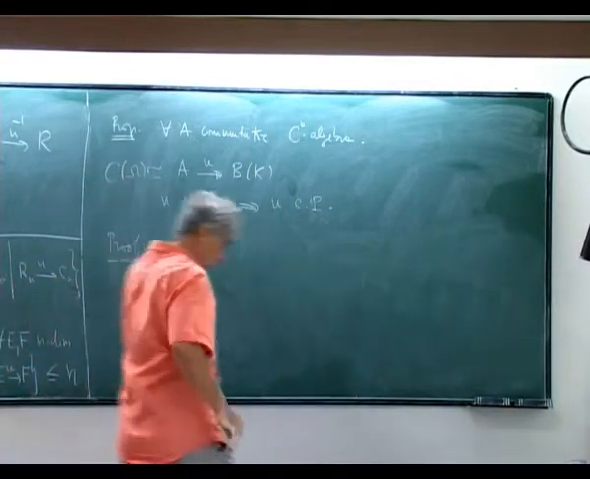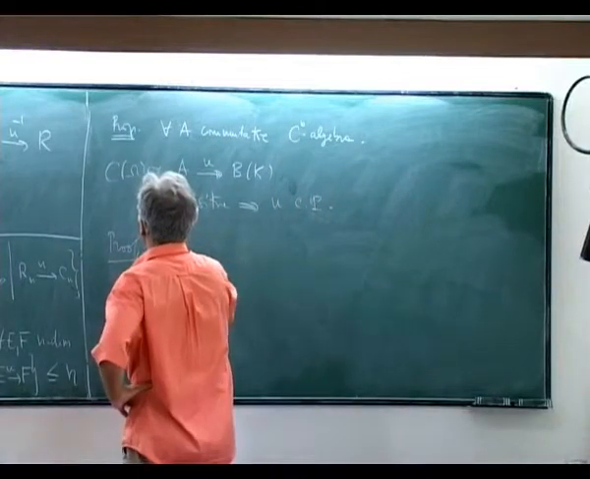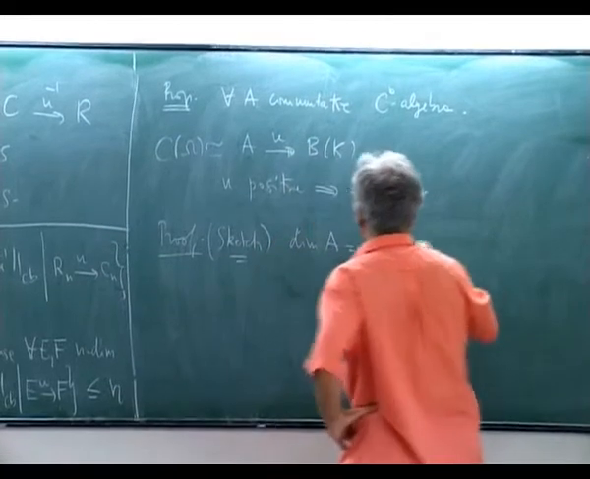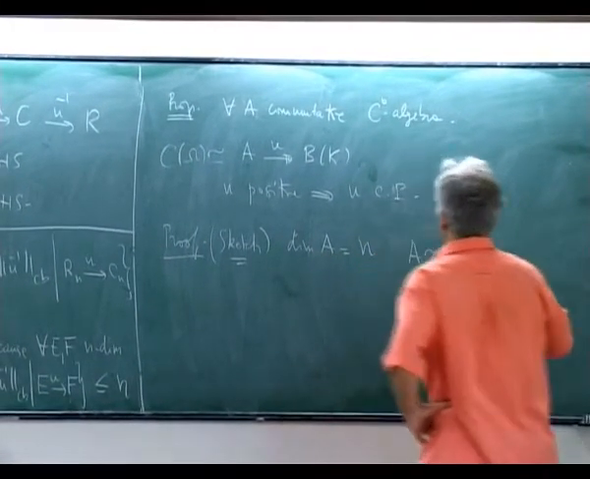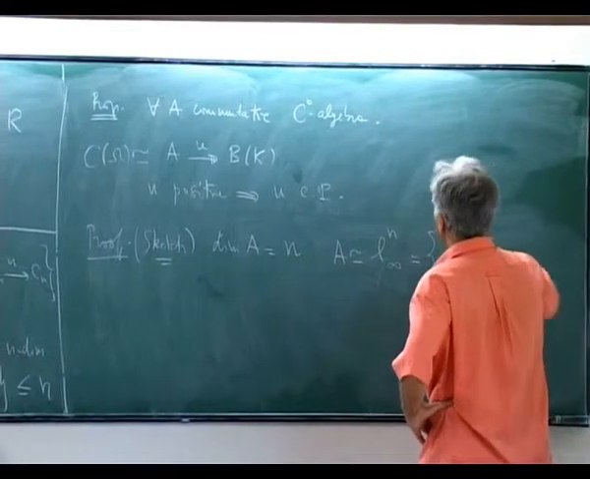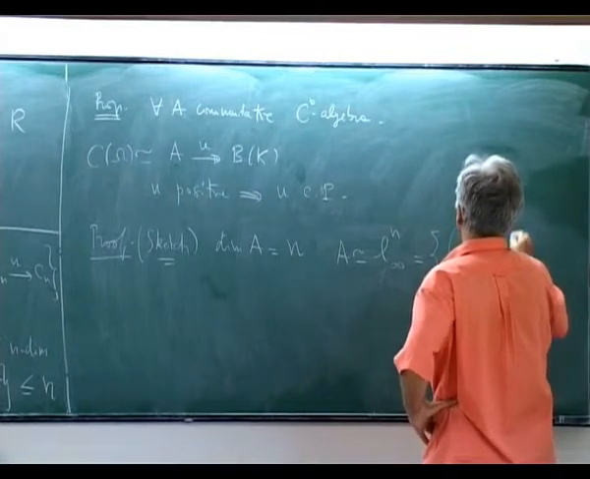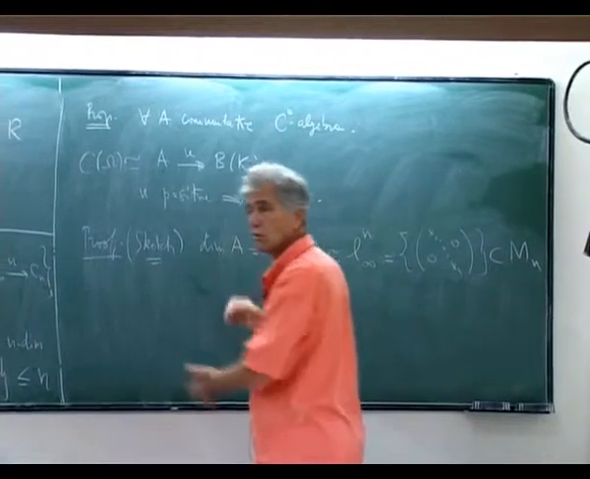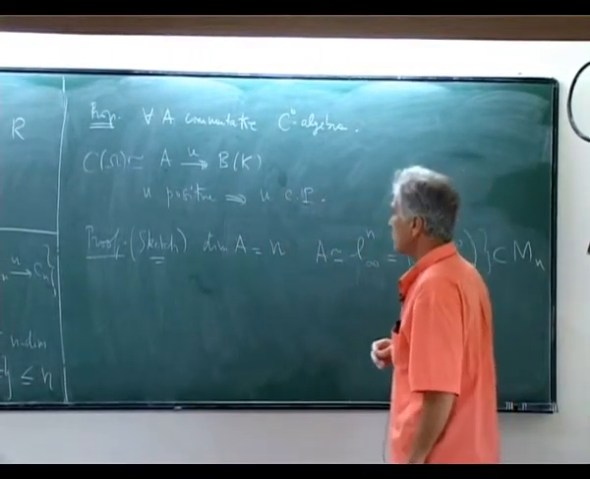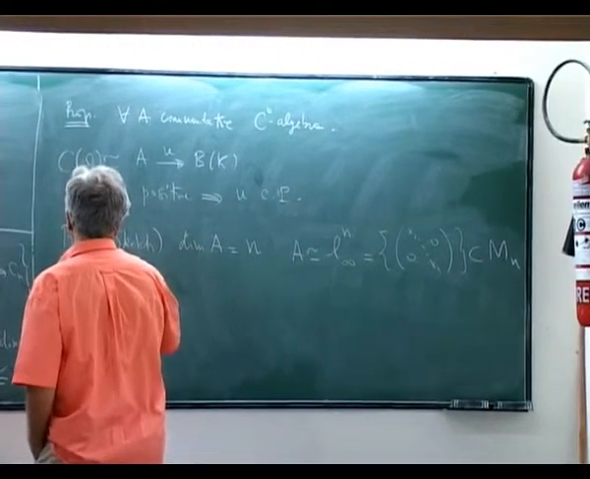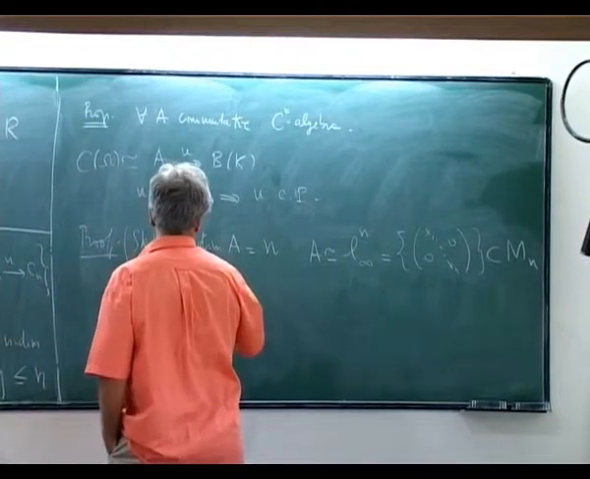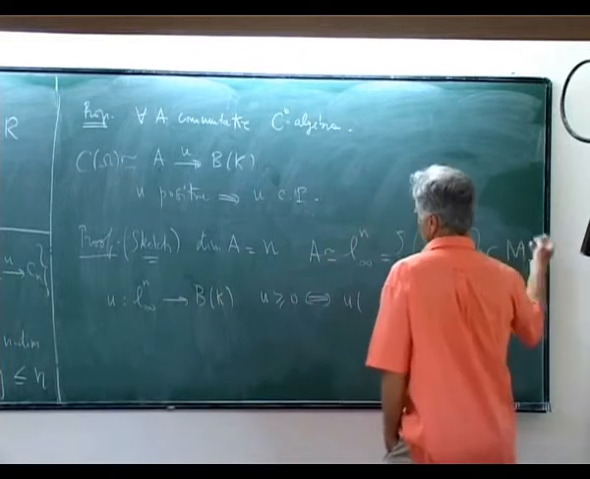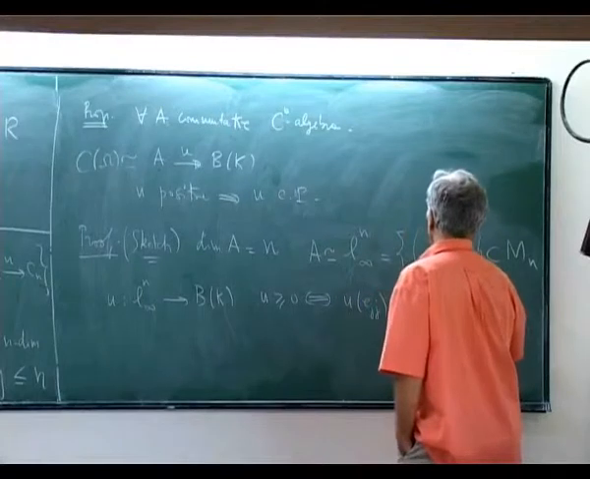Now, I don't want to do the proof. Maybe it's actually terribly interesting to do. But just observe that if the dimension of A is equal to N, then your A will be isomorphic to L infinity N. So this is just the space of all diagonal matrices, what I call L infinity N, sitting inside MN. Well, actually, it's a good transition from your question. And then you see, a linear map U from this L infinity N to B of K is positive if and only if U of e_jj is positive for all j.